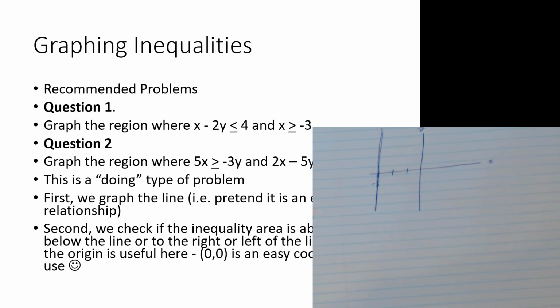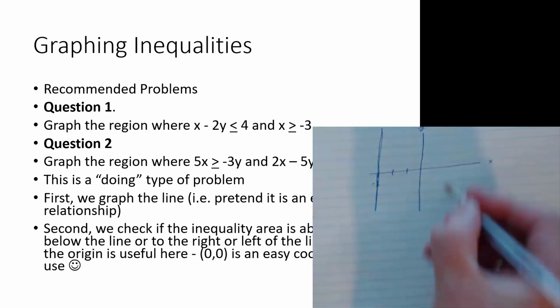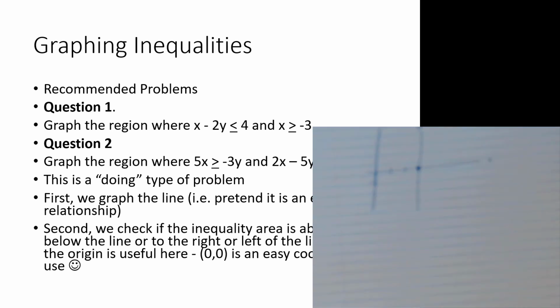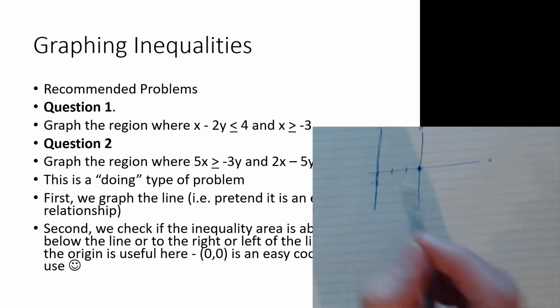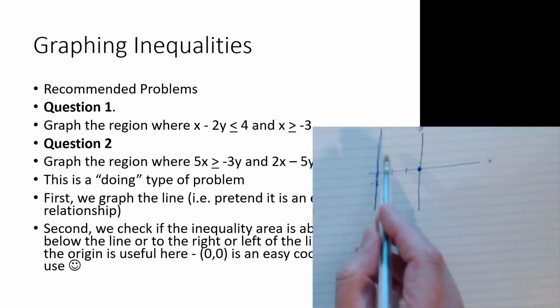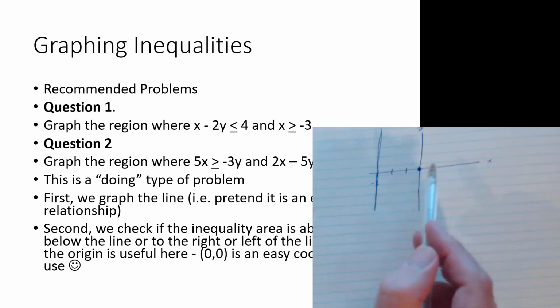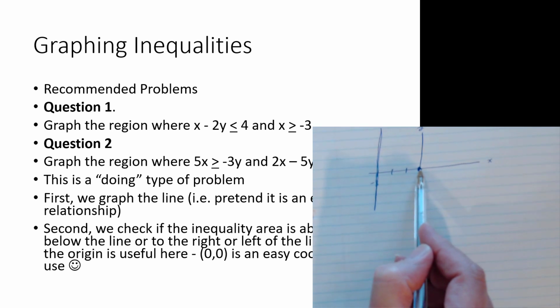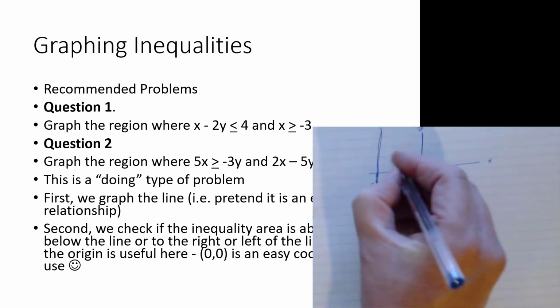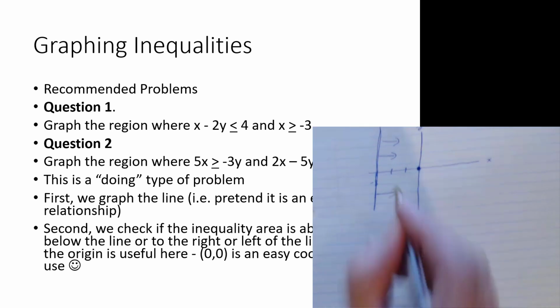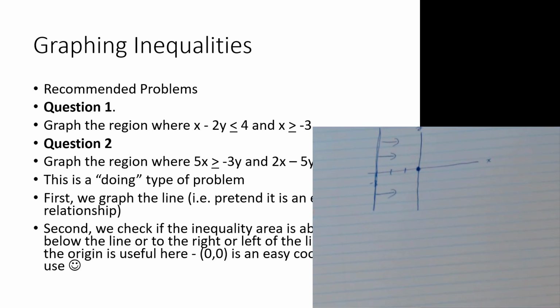x doesn't change, but y can be whatever it wants. And then when I say x is greater than minus 3, I look at the origin. Origin is easy because it's there, 0, 0. And I go, okay, which way would greater than be? Would it be to the right of this line or to the left of this line? Well, 0 is greater than minus 3. So greater than is to the right of the line.